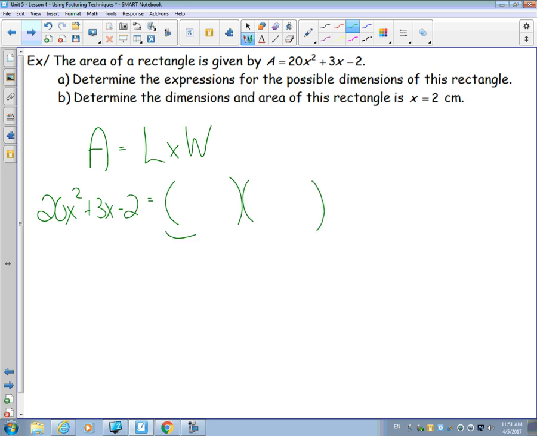Well, doesn't this kind of look like factored form? So if I can factor my expression, I can actually figure out expressions for length and width. So I need to think to myself, what kind of factoring do I have to apply? This looks kind of like a complex trinomial. So I need to multiply my first and last and find numbers that add to the middle and multiply to the negative 40. And things that do that are 8 and negative 5.